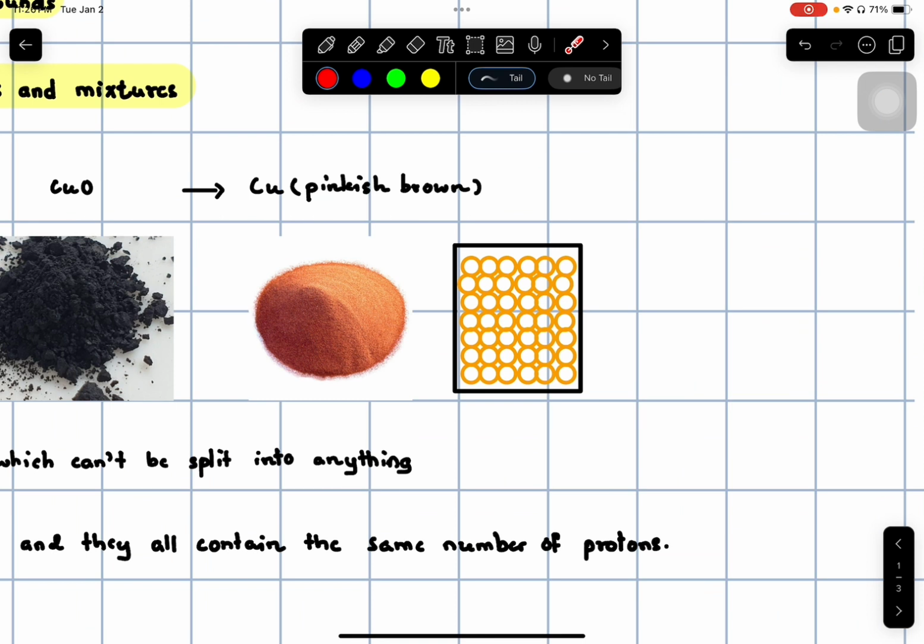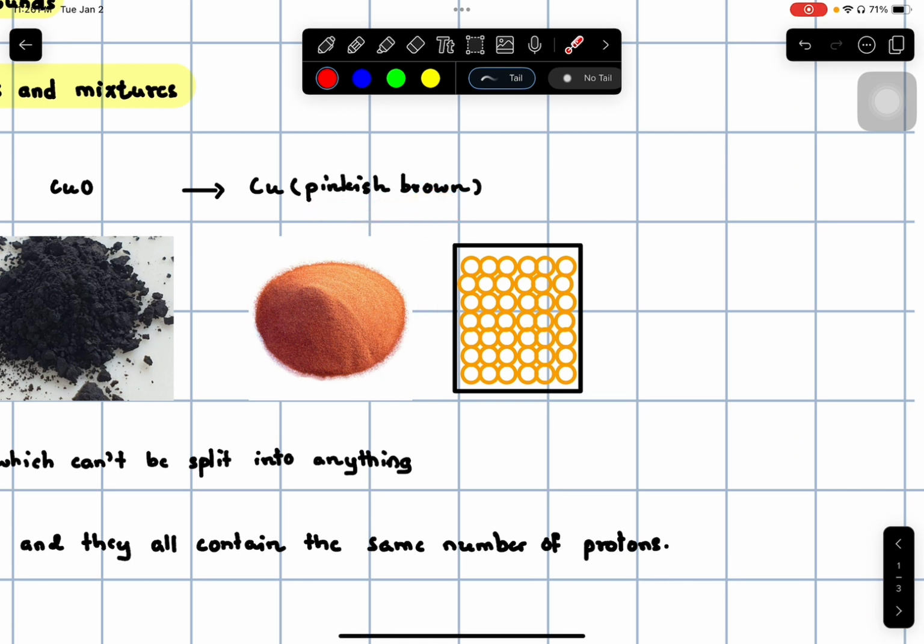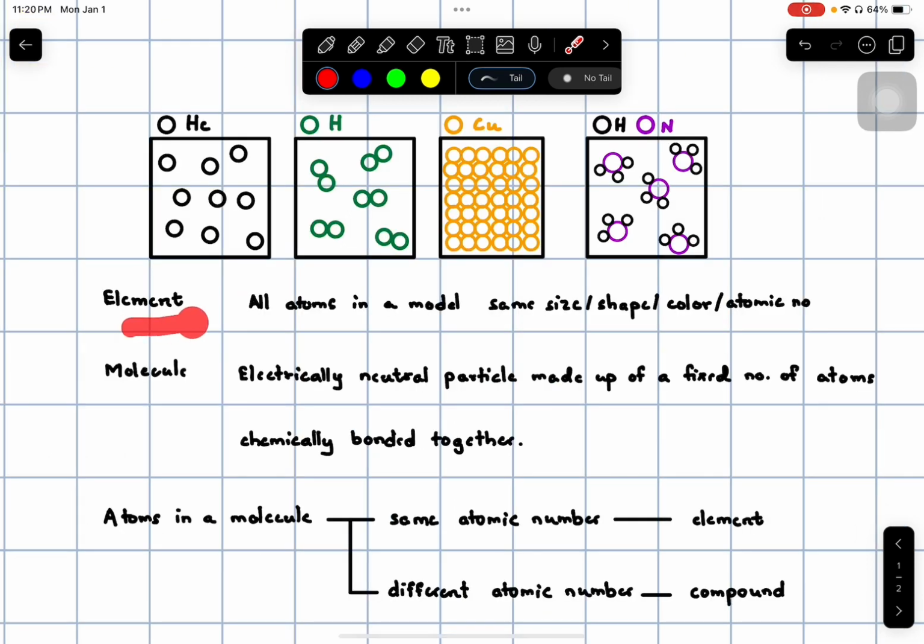Coming back to this model here, the final substance that we have here, which is the pinkish brown copper here, is definitely an element because all the atoms that make up this copper pile here, every single individual atom in this model will have the same number of protons, and that is what makes copper an element. Now, if we have an element, what it means is that all of the atoms in a model will have the same size, shape, color, and most importantly, the atomic number.